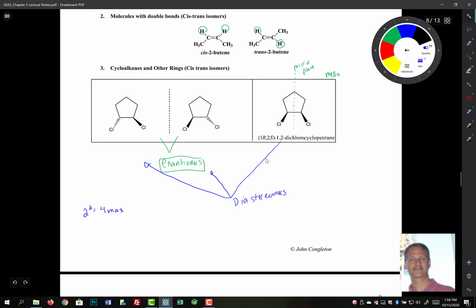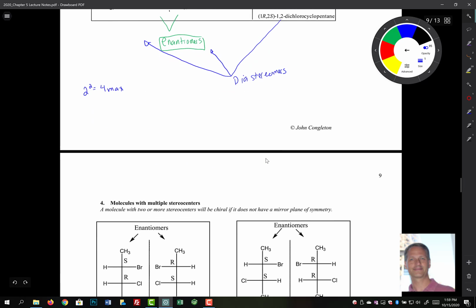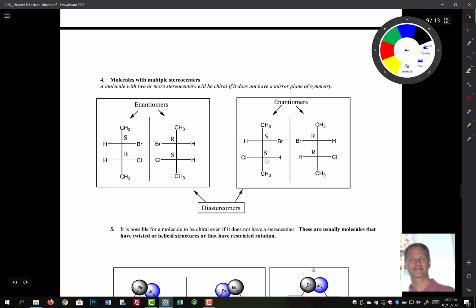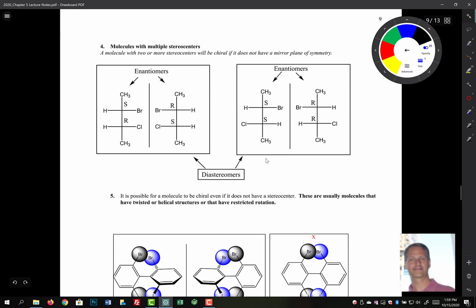Right? Now, there's a couple other cases that come up too. Let's look at molecules with multiple stereocenters. So of course you can have more than one. So here we have molecules that have a bromo and a chloro on them. So what I've done here is I've drawn out our first structure. So notice the bromo group here, to the right, to the left.